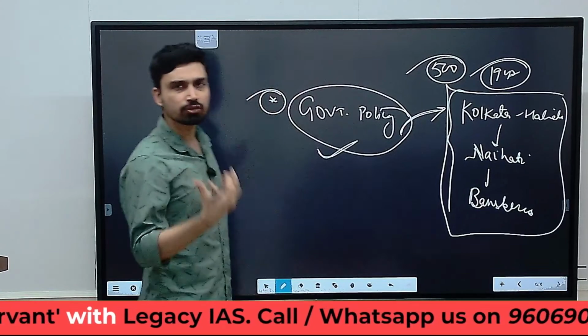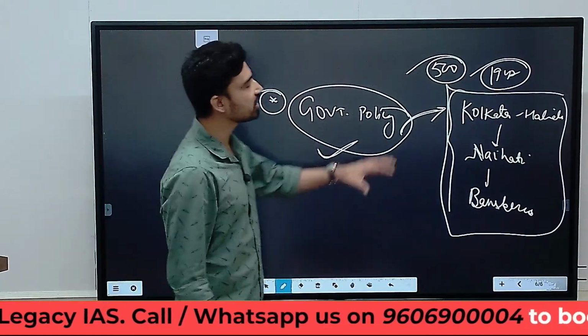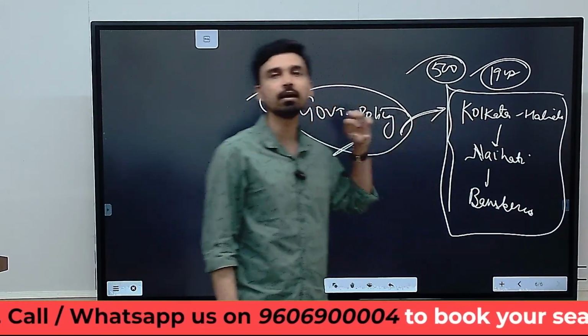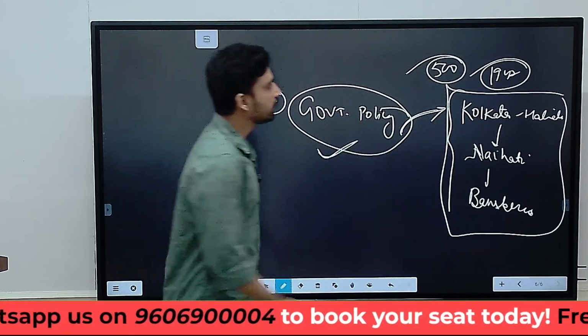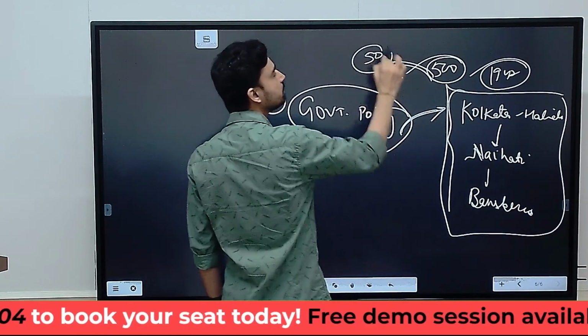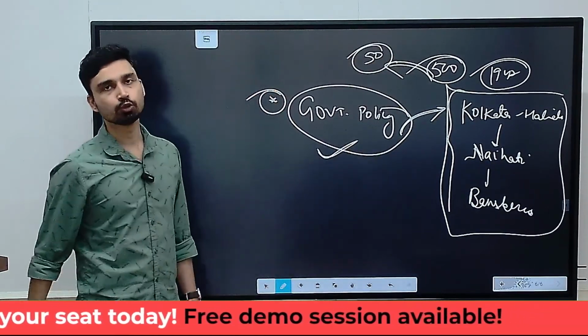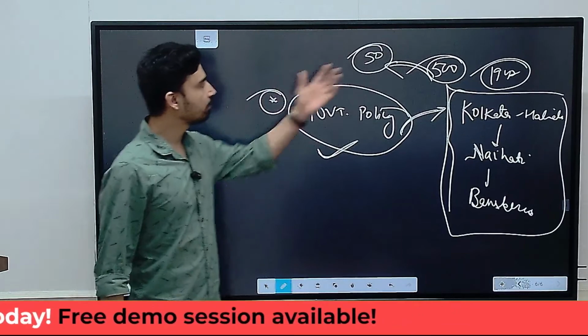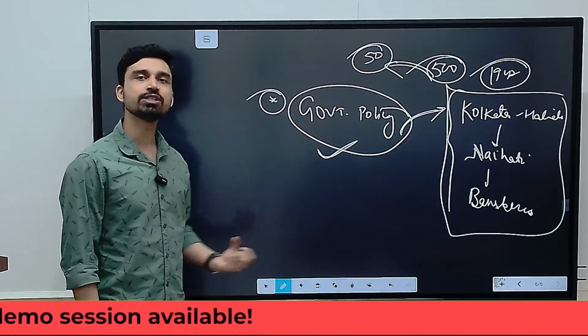500 to 1000 industries were situated in this region. It was one of the most industrialized belts of India just after independence. But if you look at the present status of the same region, the industries have been reduced to just 1/10 of what they used to be. So we now have only 50 to 60 industries in this region.